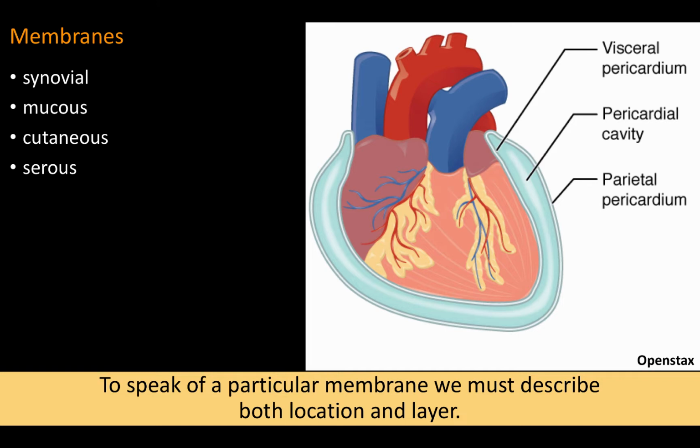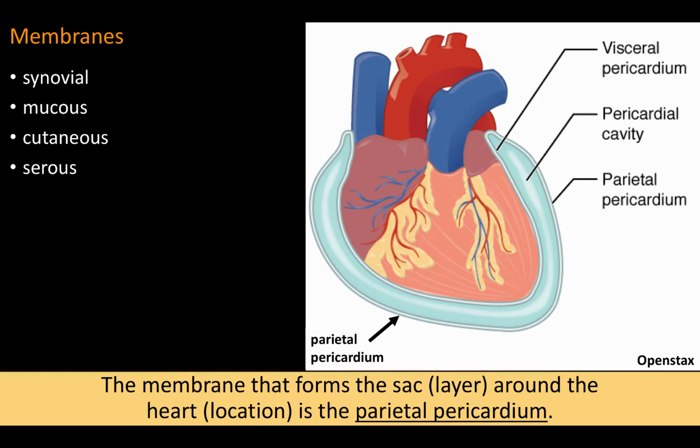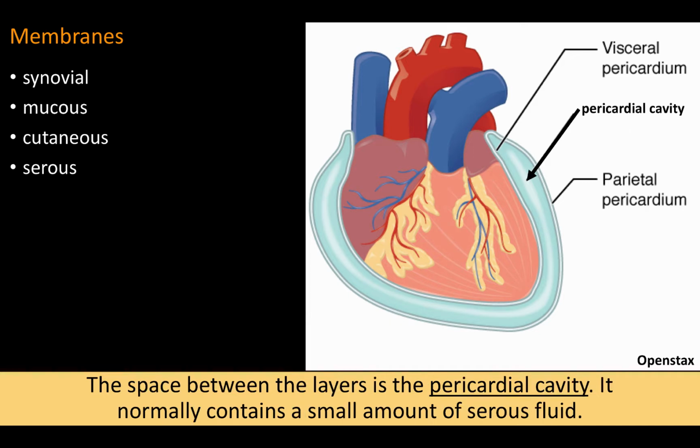To speak of a particular membrane, we must describe both location and layer. The membrane on the outer surface, layer, of the heart, location, is therefore the visceral pericardium. The membrane that forms the sac, layer, around the heart, location, is the parietal pericardium. The space between the layers is the pericardial cavity.